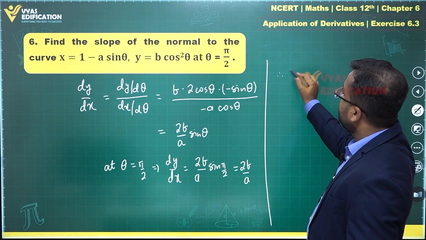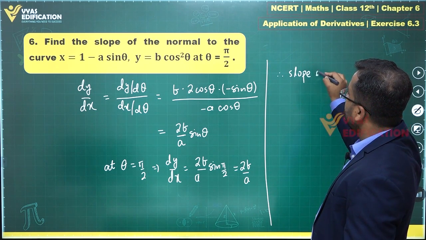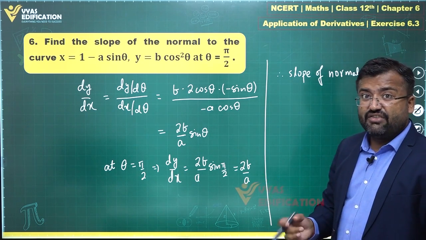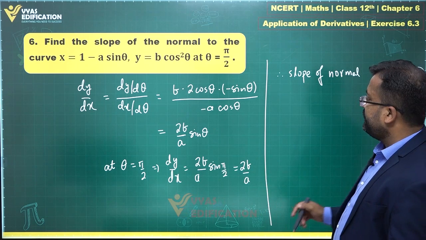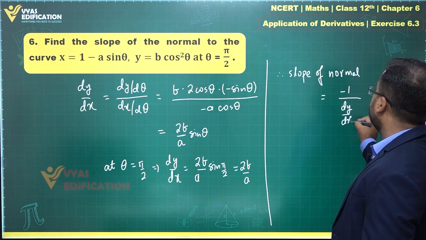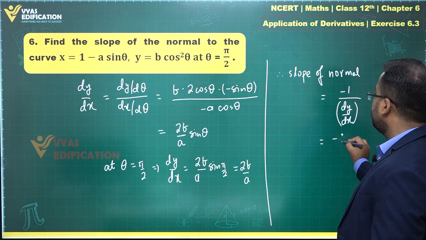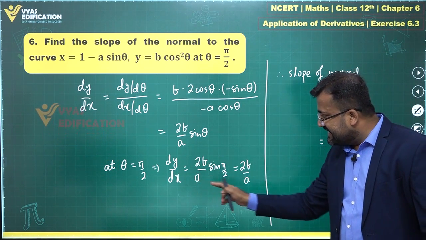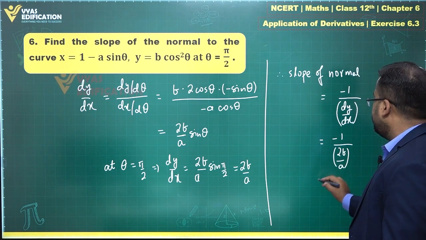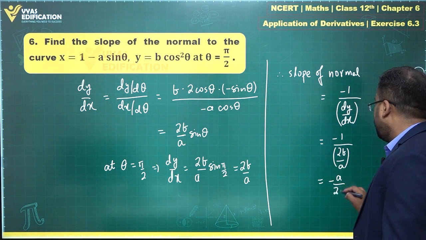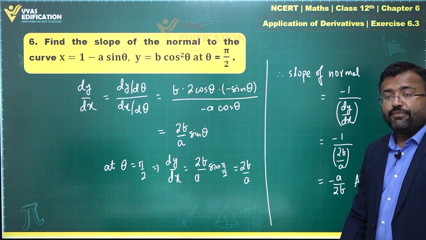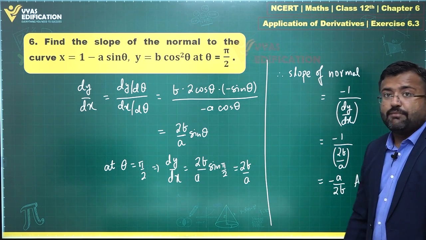Therefore, slope of normal. Now what is slope of normal equal to? Slope of normal will be the negative reciprocal of the slope of tangent. This is minus 1 upon dy by dx. This is what we are interested in. So minus 1 upon dy by dx, with dy by dx being 2b upon a, becomes minus a upon 2b, and yes, that is my answer for this question. That's a complete solution as you can see behind me.